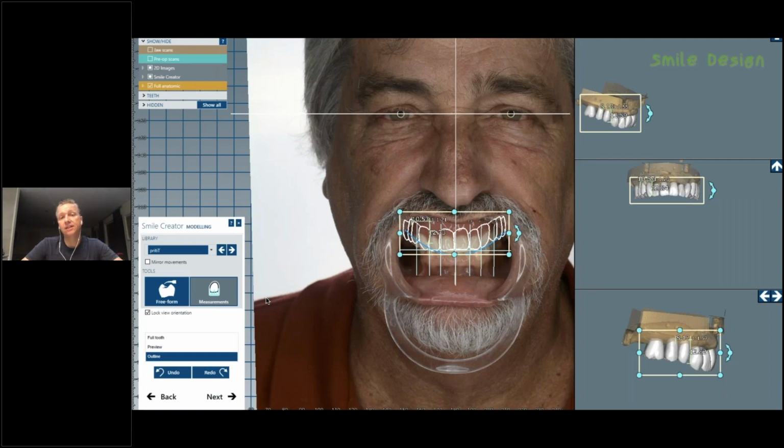So the next step, the computer gives us a proposal about a tooth position with these molds, and on the left side we see here we can actually change that.